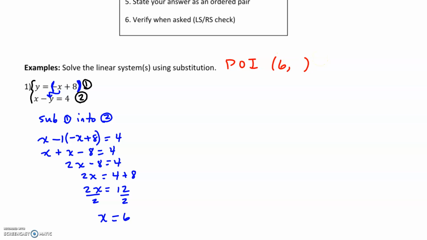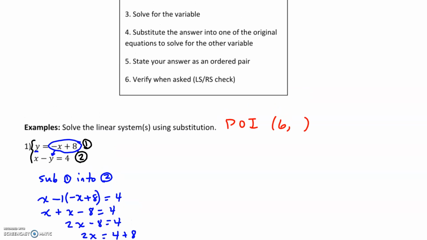Okay, so I'm just going to review really quick how we did that first step. So step 1 for substitution, we isolate one of the equations for x or y. Y was already isolated for us. We're going to take negative x plus 8 and sub it into the y of the other equation. So we have x minus, and then negative x plus 8 is in the y spot equals 4, and we solved x to get 6.